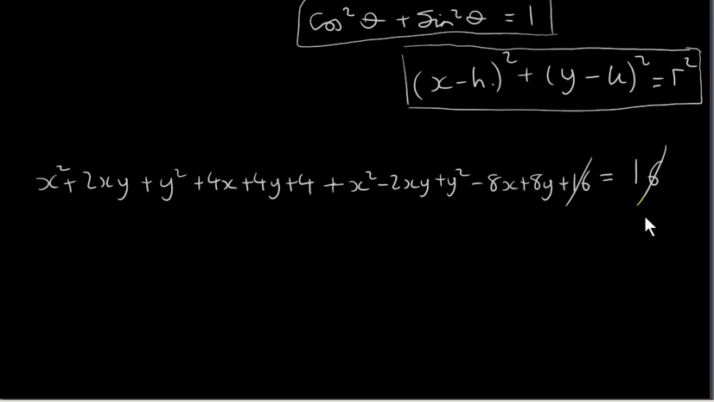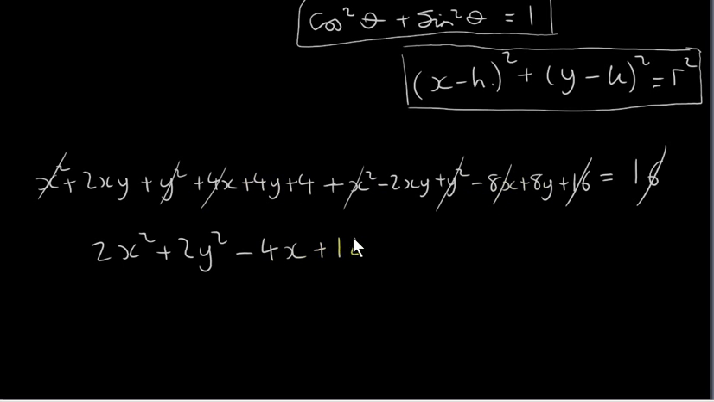Now, 16s cancel out. Let's look at the squared terms. We have 2x squared plus 2y squared. If we look at the x terms, we have plus 4x minus 8x. That's minus 4x. If we look at the y terms, we have plus 4y plus 8y. That's plus 12y. And the xy terms cancel out. Just a plus 4 left. We have 0 on the right hand side. We can divide everything by 2.